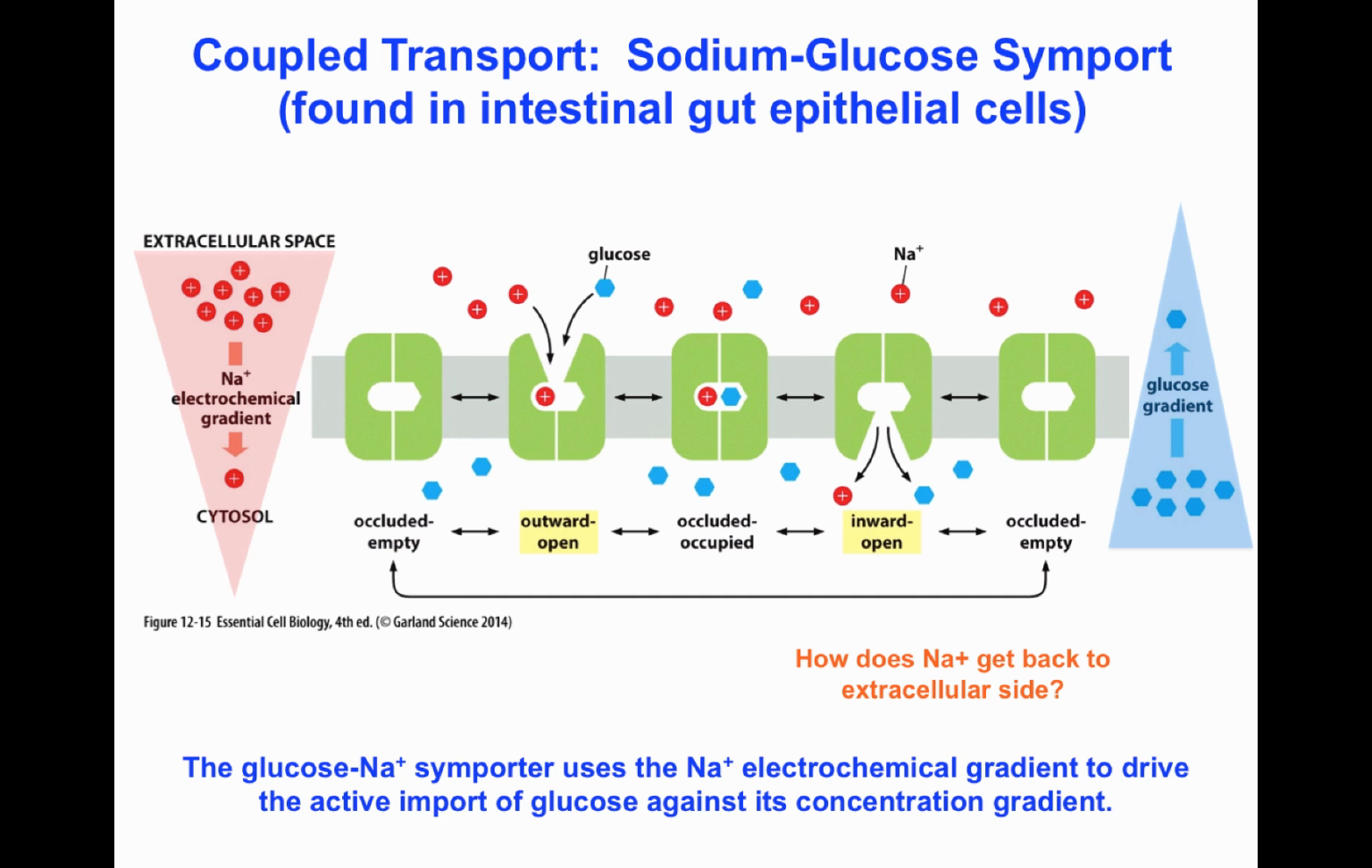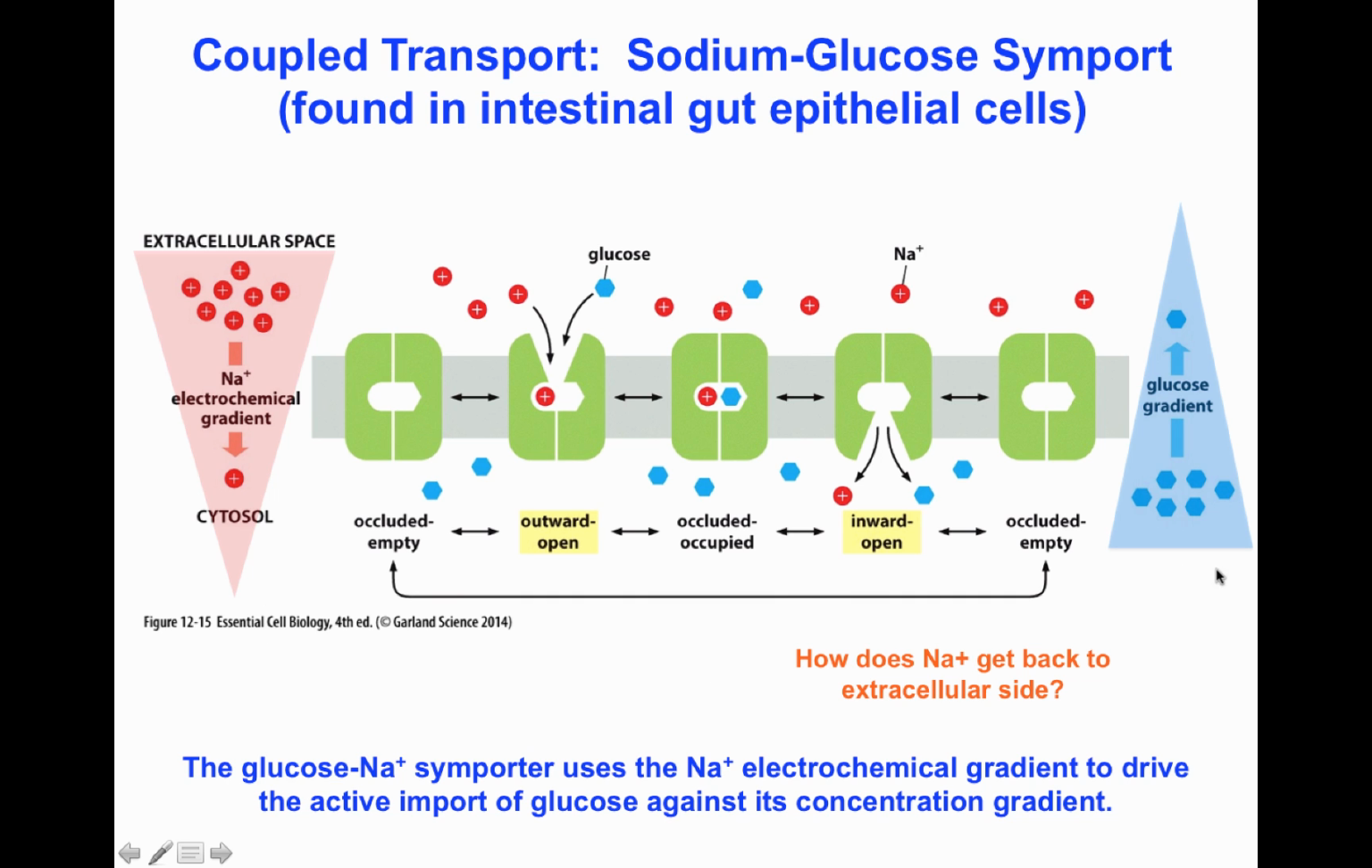So now, let's take an example of a coupled transporter that is going to use the concentration gradient of one molecule, in this case sodium, to move another molecule, in this case glucose, against its concentration gradient. Shown here on the left, we have the sodium electrochemical gradient. As we discussed, the concentration of sodium is much greater on the outside than on the inside of the cell. So the sodium electrochemical gradient drives the movement of sodium molecules to the inside of the cell.